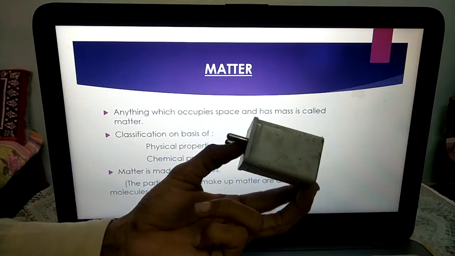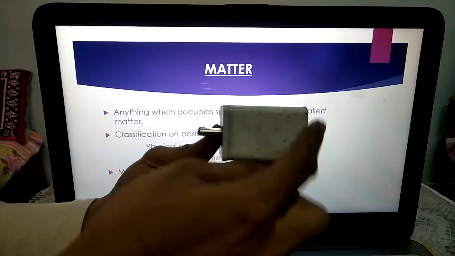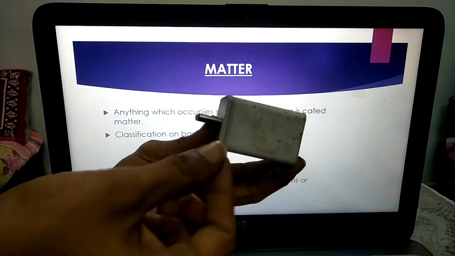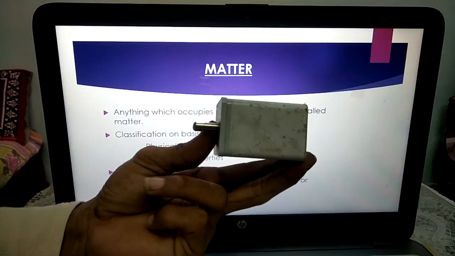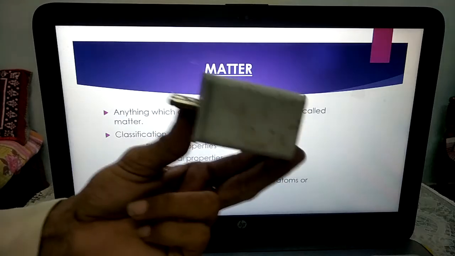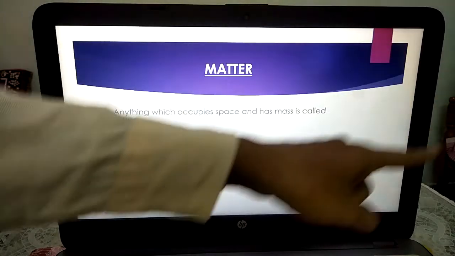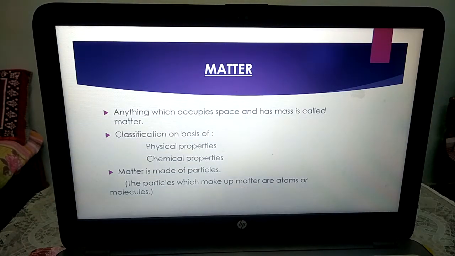See, this is the adapter. It has a length, a width, and some depth also. It occupies some space. The screen through which you are learning also occupies some space.